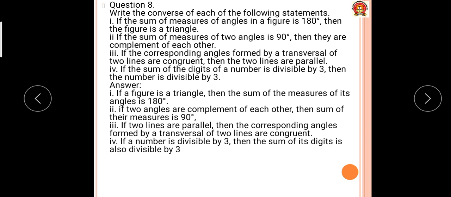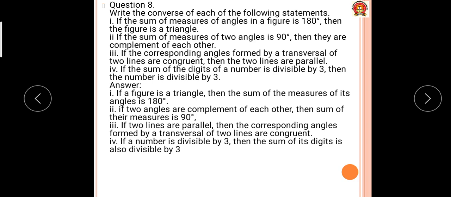Before, in the 7th question, we did a conditional statement. Now the converse of a conditional statement. If the sum of the measures of angles in a figure is 180, then it is a triangle. If a figure is a triangle, we have to take the second part first and the first part second. That is the vice versa of the conditional statement. See again, if the sum of the measures of angles in a figure is 180, then the figure is a triangle. What can we write?